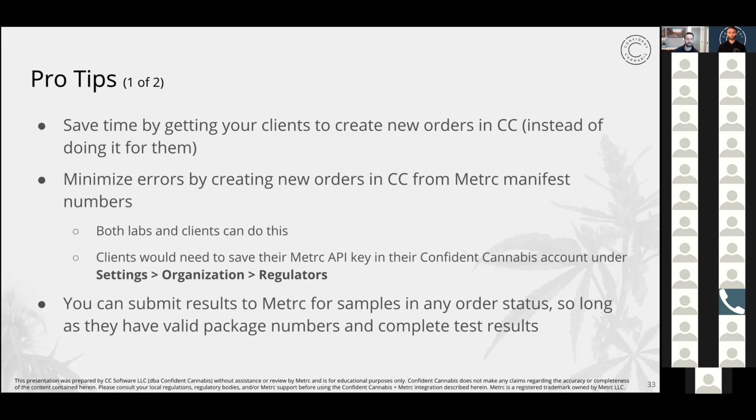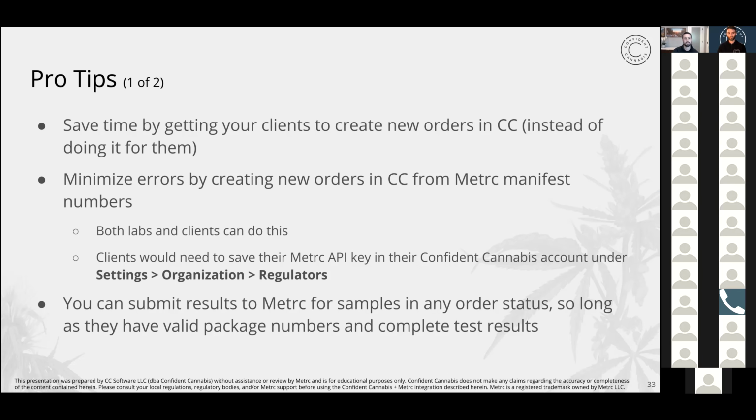You can minimize your errors by creating new orders from Metrc manifests. That's what we showed. So you don't have to type a bunch of information in. You don't mix up the strain name and the tag number, because it's all coming from Metrc and it should be right, assuming Metrc's right. And again, both labs and clients can do this. So if clients want to do this, they just need to save their Metrc API key in Confident Cannabis. I think in Oklahoma, since we launched this, something like 20 clients have already done this just on their own, which is pretty cool. So they can do this by going to settings, organization, and regulators and adding their API key there.